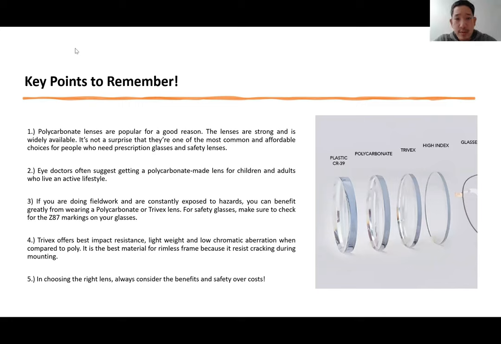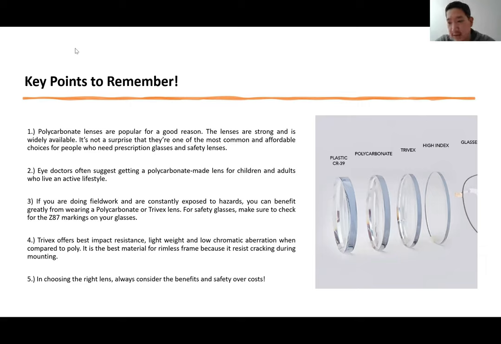Some key points to remember, right? Polycarbonate lenses are popular for a good reason. The lenses are strong and yet widely available. So it is not a surprise that they're one of the most common and affordable choices for people who need prescription glasses and safety lenses, right? Most eye doctors would suggest getting a polycarbonate lens for children and adults who live a very active lifestyle. If you are doing field work and are constantly exposed to hazards, you can benefit from wearing a polycarbonate lens or a Trivex lens.